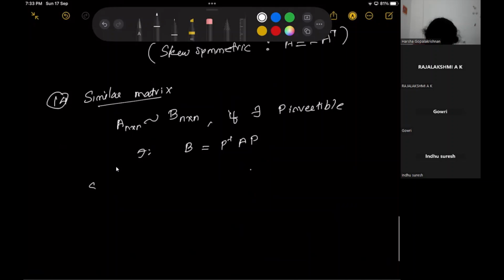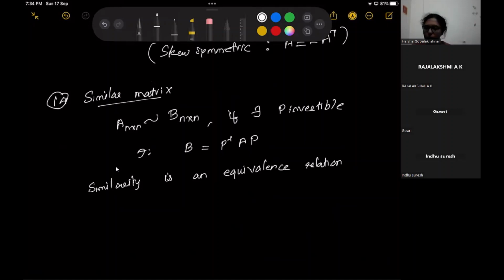In the same way, we can prove the reflexive, symmetric, and transitive properties. So similarity is an equivalence relation. It satisfies the reflexive, symmetric, and transitive properties. Clear?